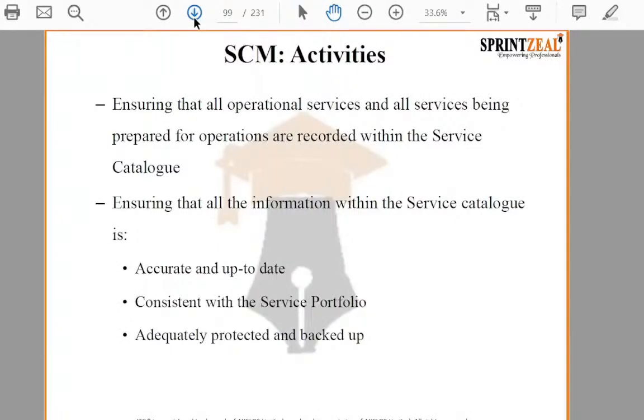So service catalog management activities include ensuring that all operational services and all services being prepared for operations are recorded within the service catalog, which is the primary output of service catalog management. It also ensures that all the information within the service catalog is accurate and up to date, consistent with the portfolio, and adequately protected and backed up.